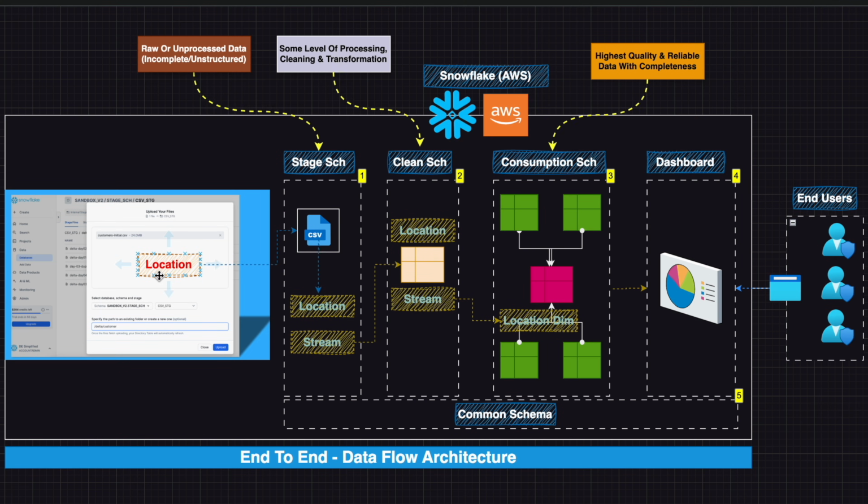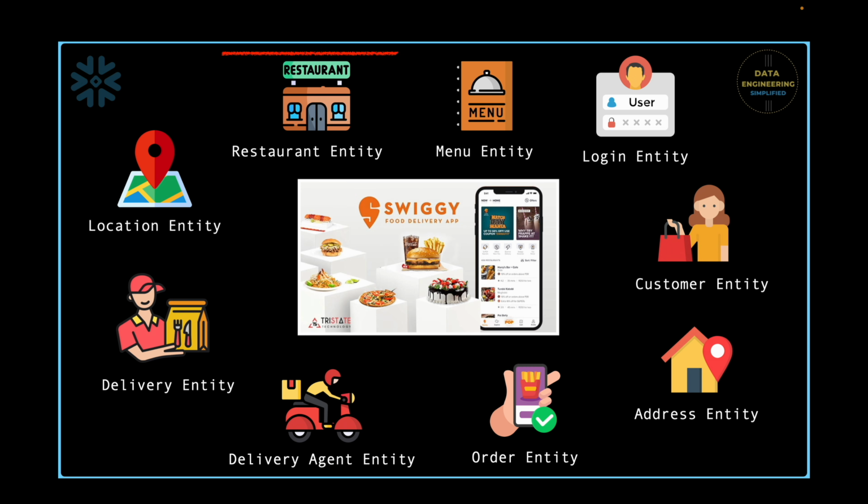Our entire data is flowing from source location to the stage location. Through the stream, it is getting into the clean layer, and again through the stream, it is getting into the consumption layer. We are also able to get the SCD2 type in our location dimension. So now we managed to cover the location dimension. Let's go to the next object, restaurant, and we are going to follow the same process, and I'm not going to explain everything in detail.